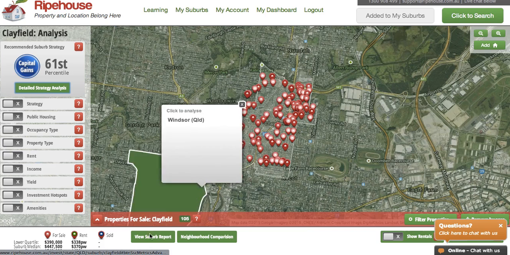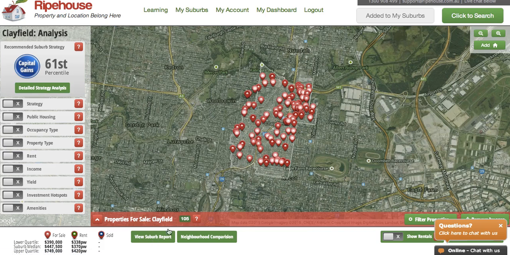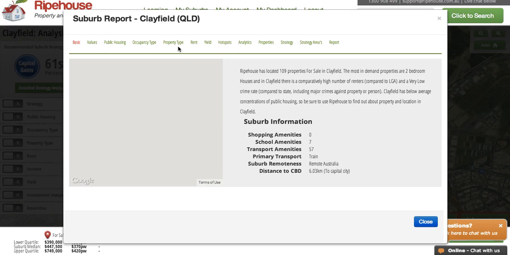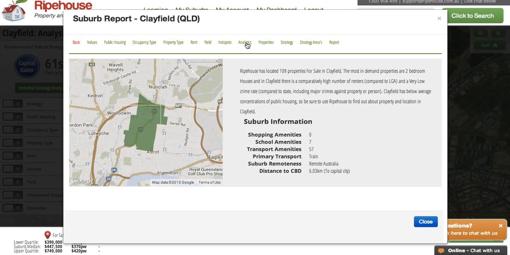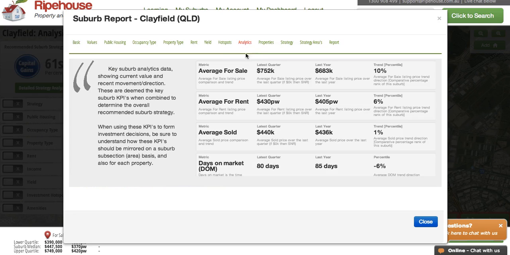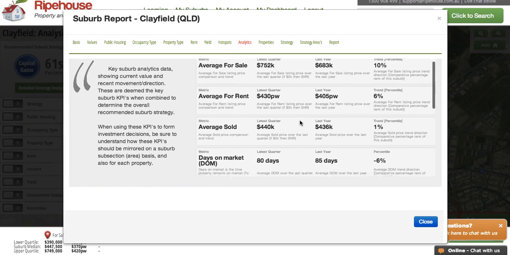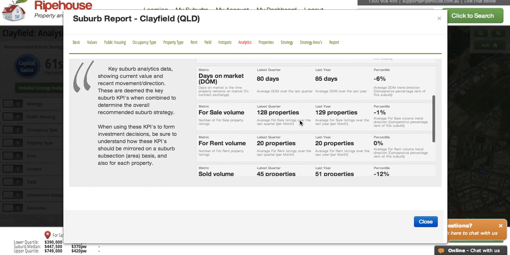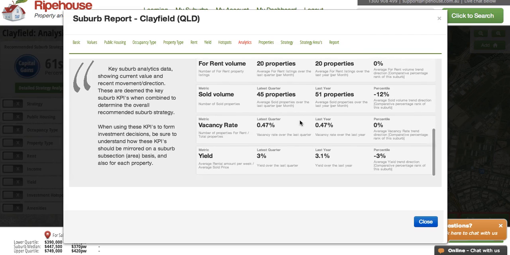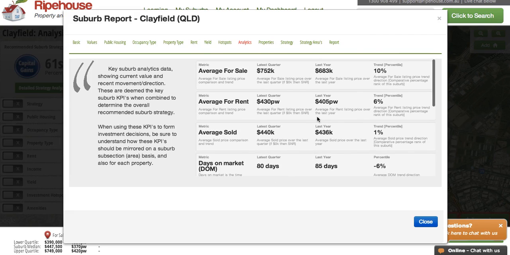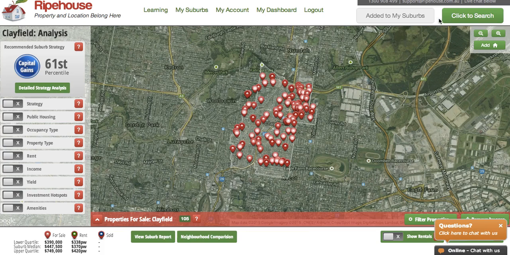You can go down to View Suburb Report down here at the bottom, and there's a lot more information about the suburb in here that you can gain. The Analytics tab here is a great way of actually looking at all these raw numbers that constitute the strategy recommendation. This is the full set of them here. So take your time to look through the content of these tabs. Okay, so we've validated our strategy. Yes, it does look reasonable for capital gains in this suburb in the short term.